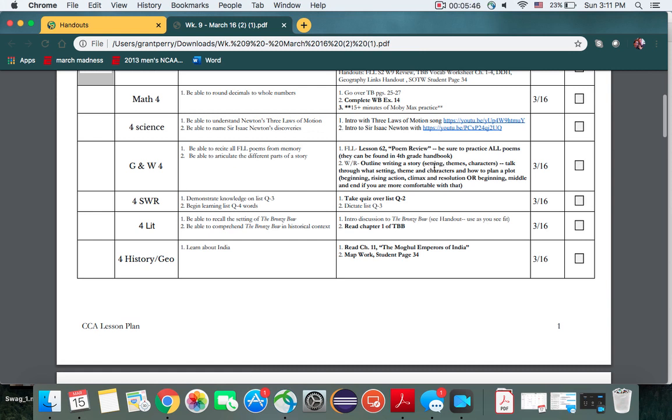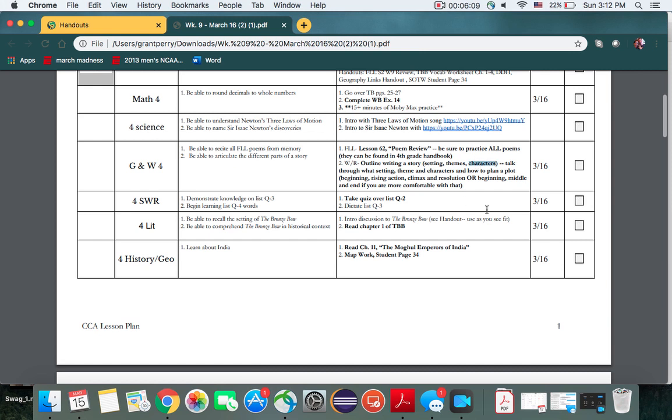So if you wanted your setting to be Mars 50 years from now, I don't know if this is true, but if you wanted to pretend people were settling on Mars 50 years from now, you could talk about the setting being Mars and how the Earth even has changed in that time and what things are like. So setting is where and when it takes place.